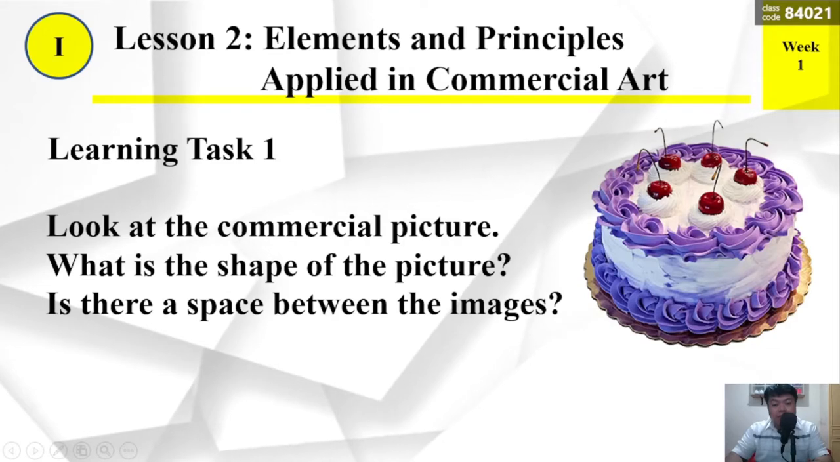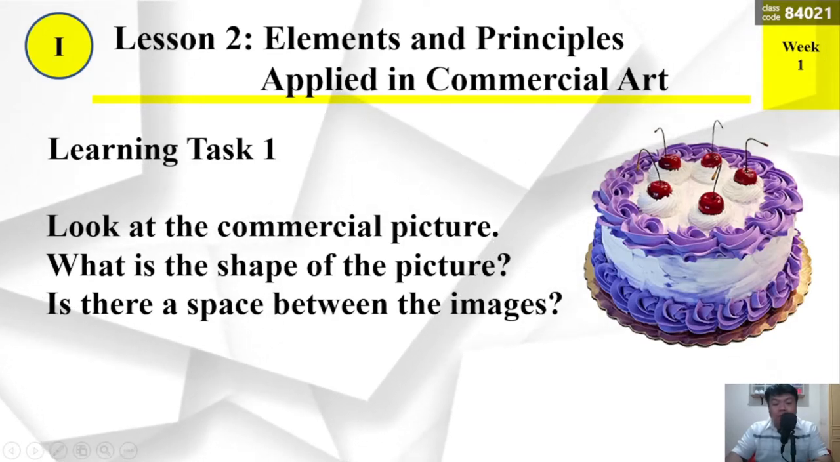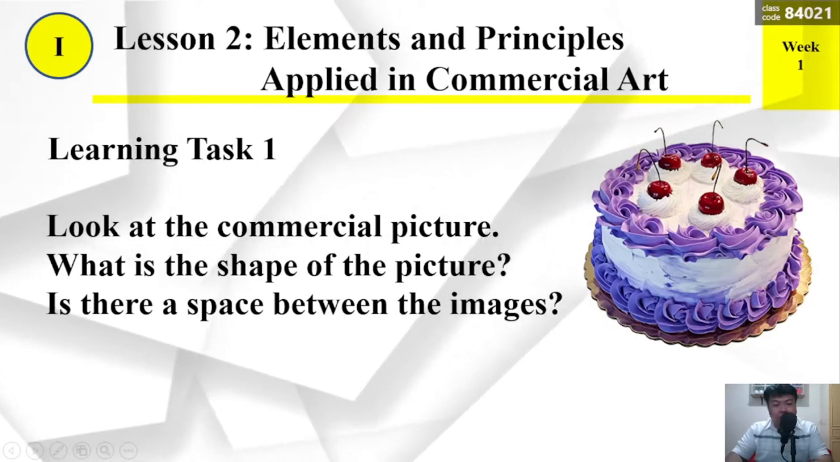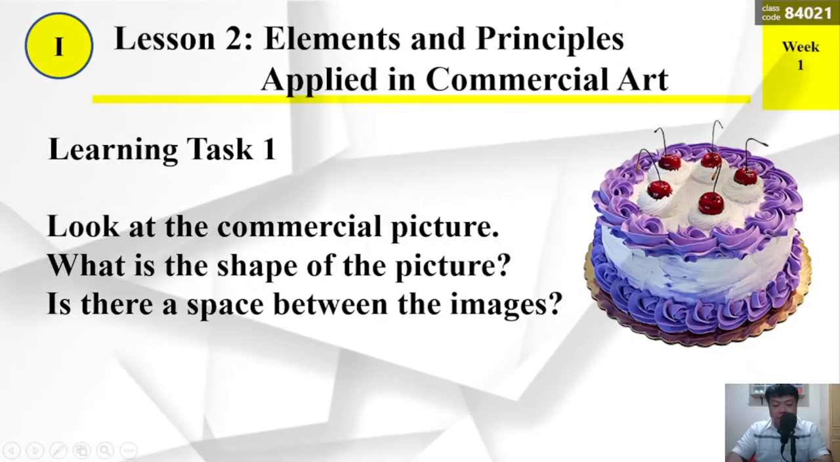Learning task number 1. Look at the commercial picture. What is the shape of the picture? Is there a space between the images?